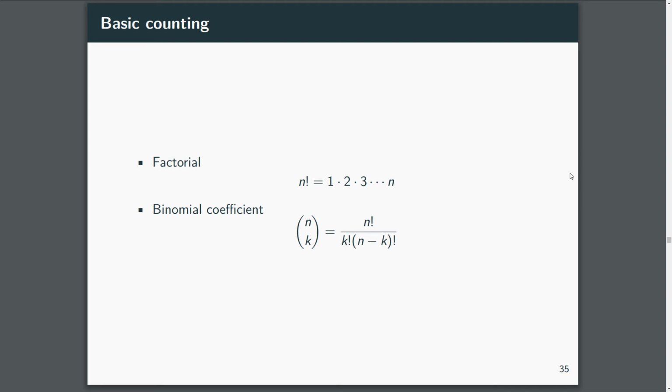Some simple cases, for example, are the factorial, so that's like the number of permutations of size n. We have the binomial coefficient. How many ways can we choose k objects from n objects? And yeah, we're ignoring order here.